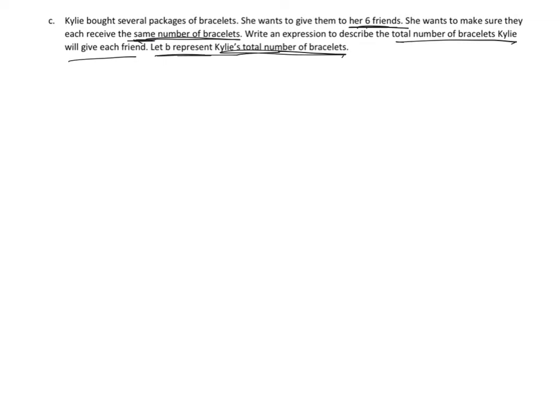She could have 10, she could have 80, I don't know. So that's why it's represented as B, because we don't know how many bracelets Kylie has. Well, she's going to give them to 6 of her friends, but she wants to give them the same number. So if she wants to give them the same number, she would have to divide it equally.